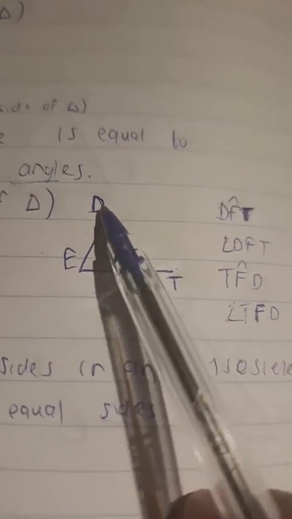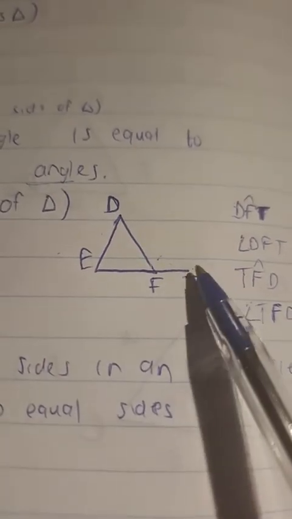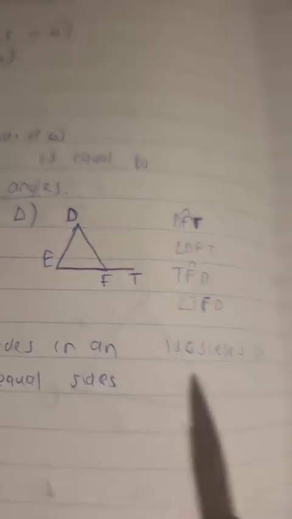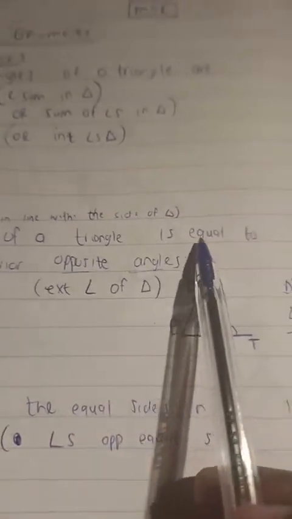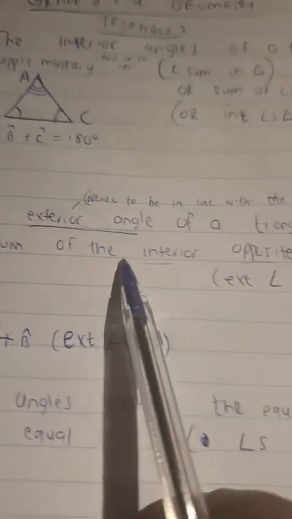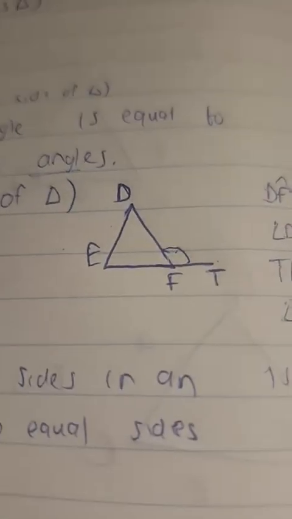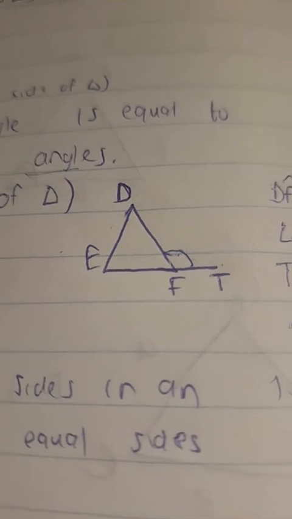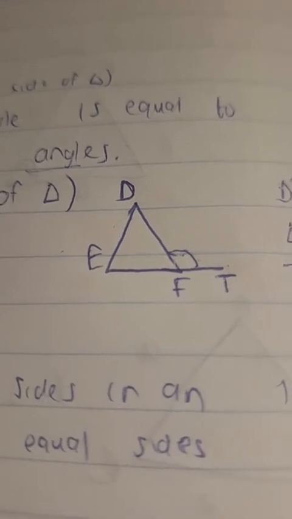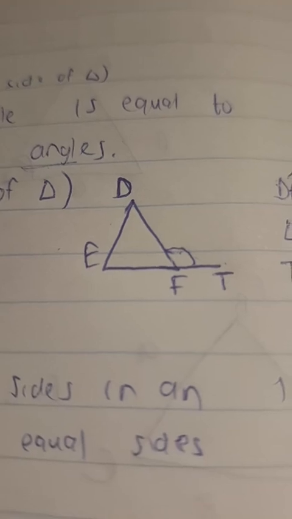So when we say angle DFT, or angle TFD if you want, that is our exterior angle. This exterior angle, what is it equal to according to the statement? The exterior angle of a triangle is equal to the sum of the interior opposite angles. Now I need to know from you, angle DFT is equal to what? What are my two interior opposite angles? Which ones am I talking about?